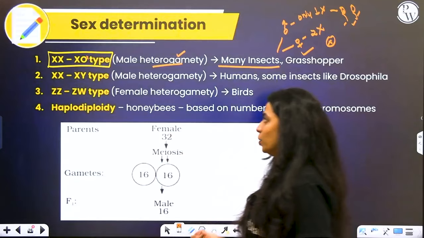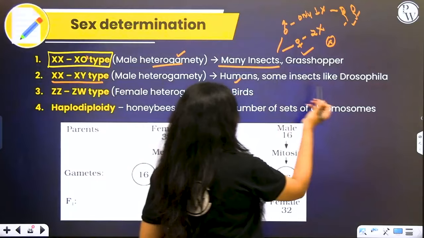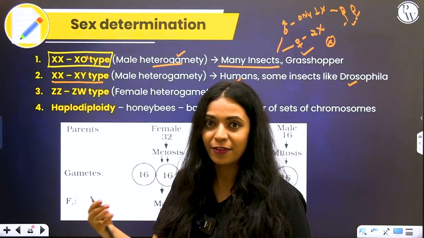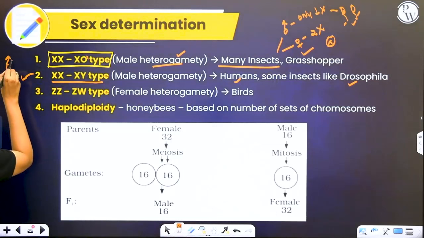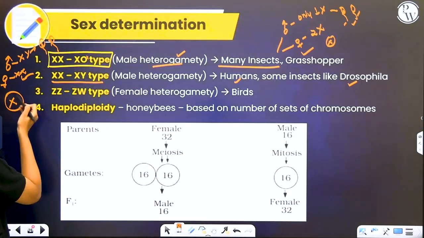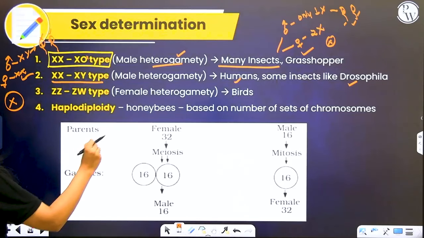Now, let's study about the XX-XY type. We see this in humans and you also see them in some insects like Drosophila. Just when I told you about Thomas Hunt Morgan's experiment, I told you that he was studying genes that were located on the X chromosome. I also mentioned how the males there have XY and the females have XX. So over here, the males contain X and Y, females contain X and X. So males will produce two types of sperms containing X or containing Y. Females always produce eggs that have X chromosome. All right. So here also males produce two types of gametes. So it's called male heterogamety.